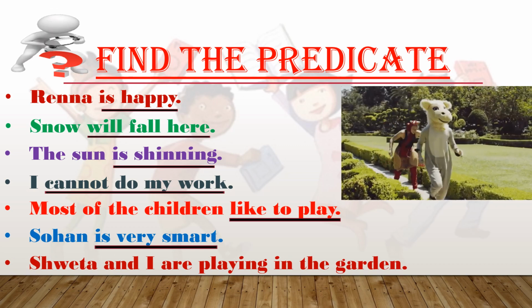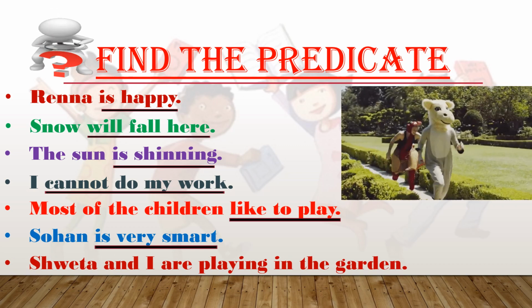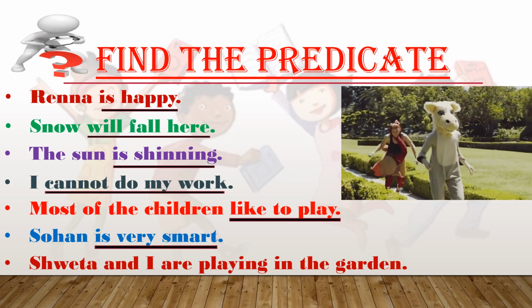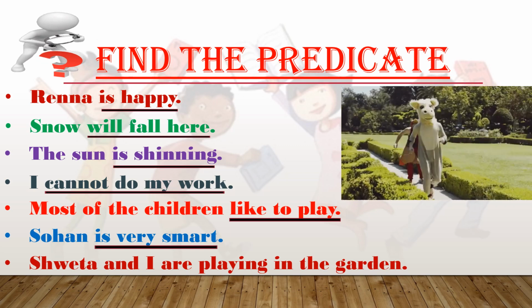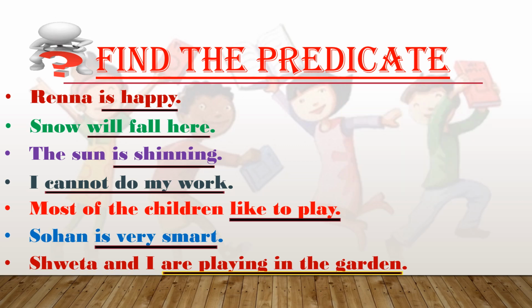Shweta and I are playing in the garden. So we are talking about Shweta and I. So ask your question here. Shweta and I what? Are playing in the garden. That means are playing in the garden is the predicate in this sentence. So I hope you all have understood how to find out the predicate of the given sentences.